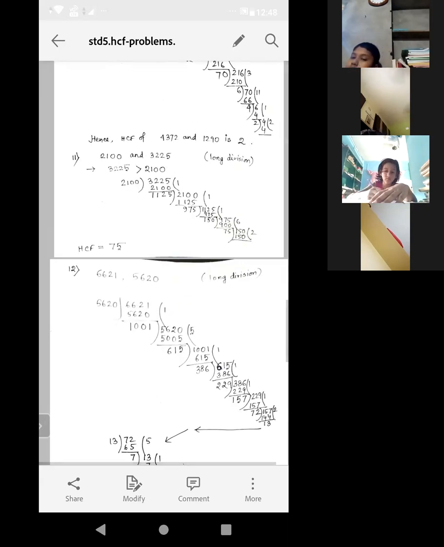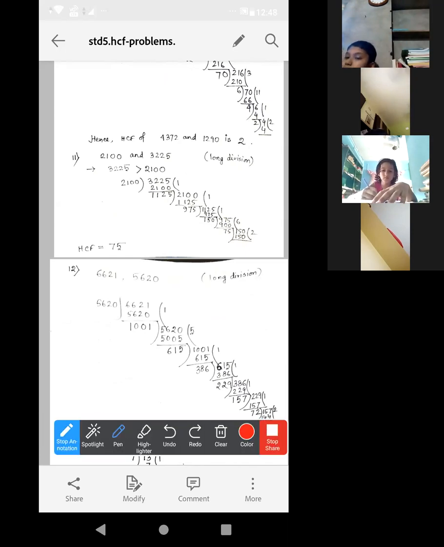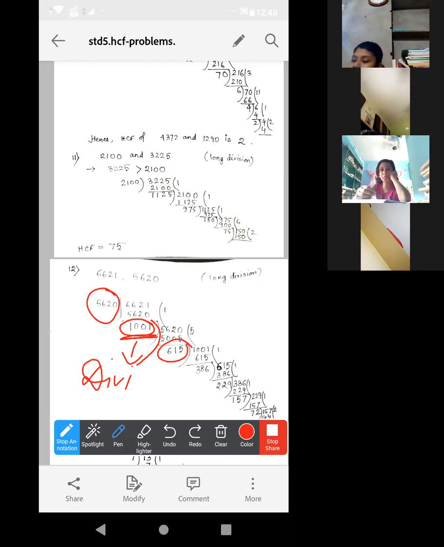Then you will get the remainder. Suppose the remainder is not 0. Then again by that remainder you have to divide the divisor. You have to continue this process. Look at this, here the remainder is not 0, so by this remainder again you have to divide this divisor. Now this remainder becomes the divisor, and there will be a new remainder, 615. Now by this new remainder, again we divide the new divisor. You have to continue the same process. Understood or not?